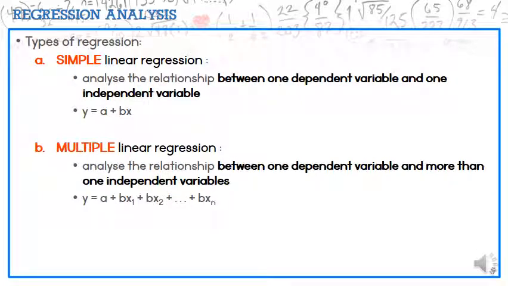Okay, so for the types of regression line, we have simple linear regression and also multiple linear regression. Since we are looking at the chapter on bivariate analysis, we are going to focus on simple linear regression, where in simple linear regression analysis, we analyze the relationship between one dependent and one independent variable only.